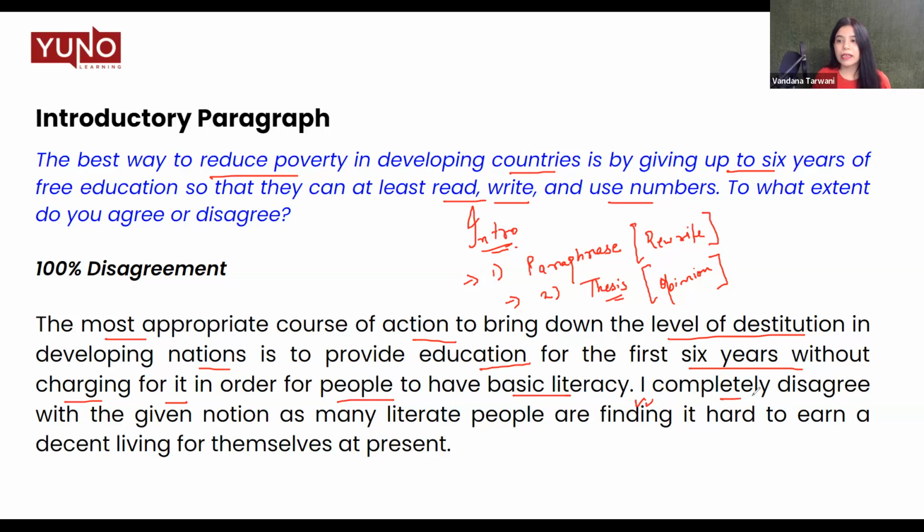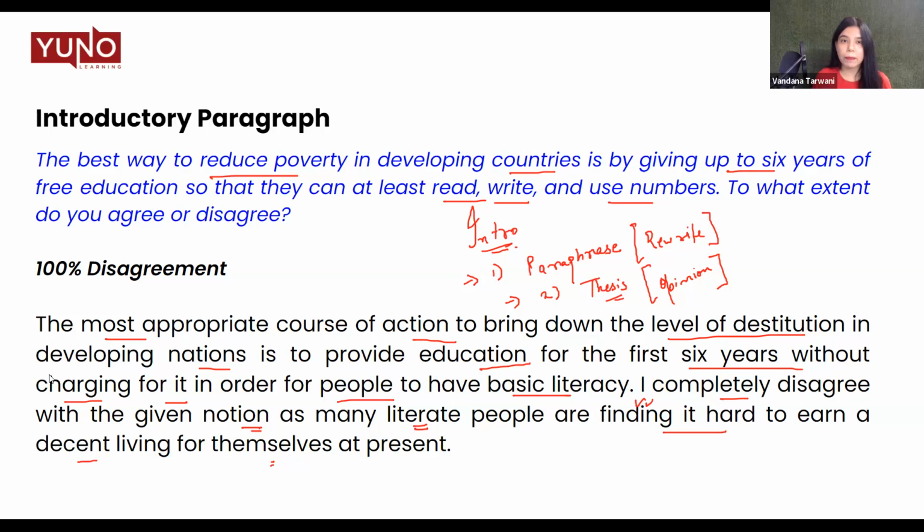So in thesis, we have given a very clear opinion. We are saying, I completely disagree with the given notion. And then we have given one idea that why exactly we are disagreeing. We are saying, I completely disagree with the given notion, as many literate people are finding it hard to earn a decent living for themselves at present. So why we are disagreeing? We are saying there are many literate people out there already who are not able to earn a decent living for themselves. So that is why this is not going to be the best solution. So this is how we have written our introduction paragraph.